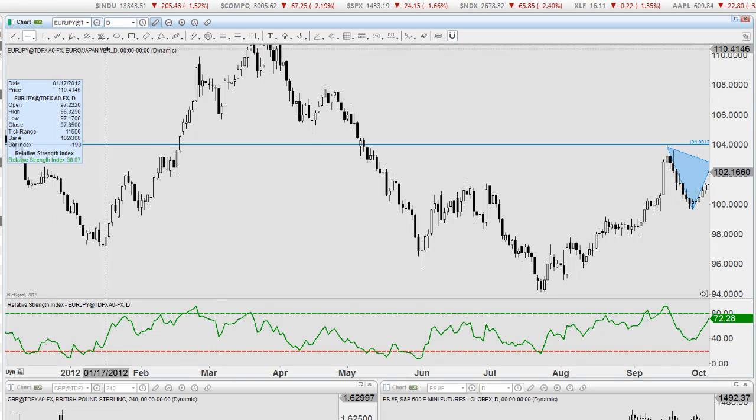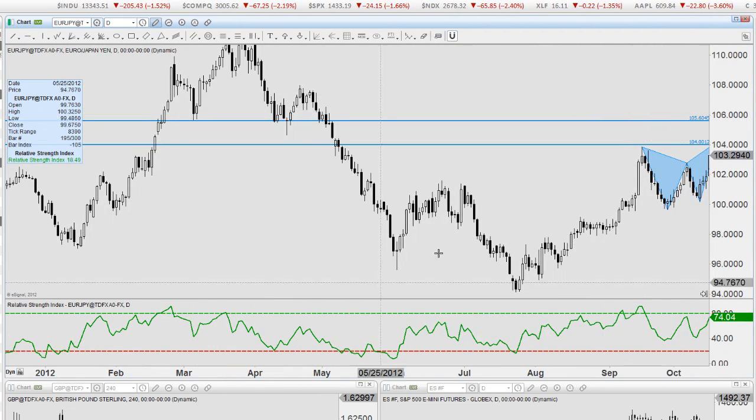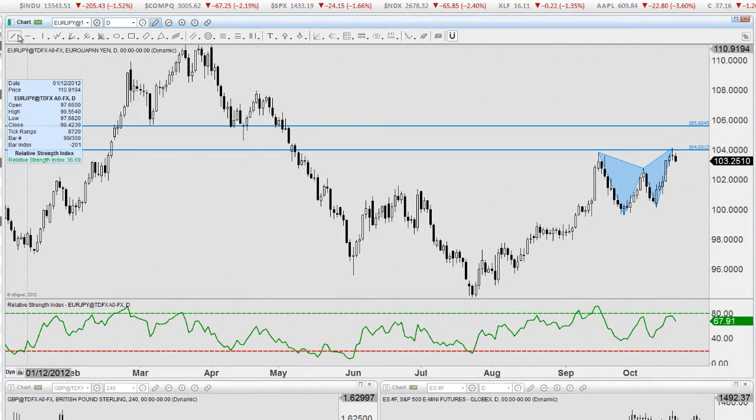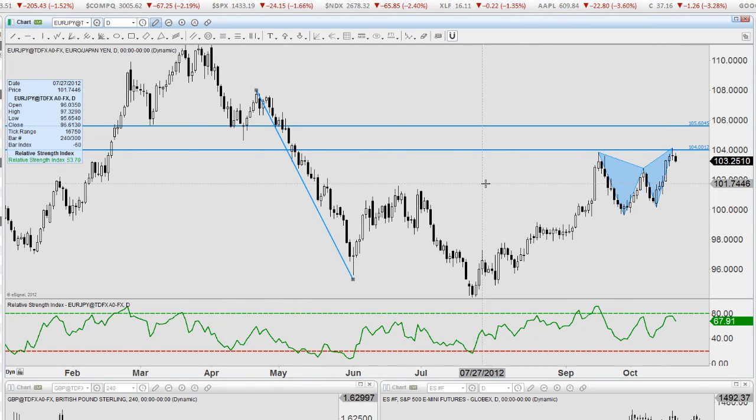And we got structure up here. Boom, we got nice structure there at 105.60s. But we got really nothing in this down leg of the move that we can use to justify stops with.